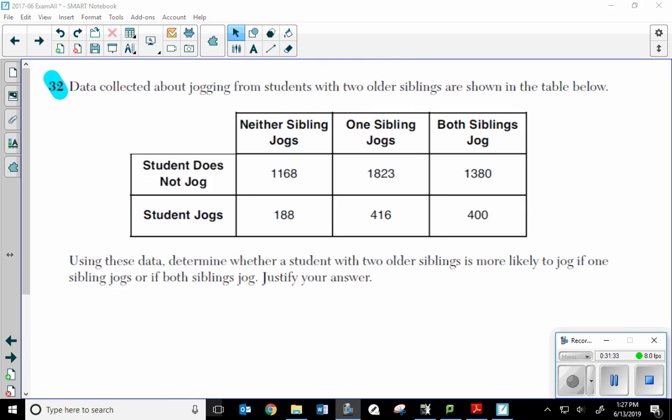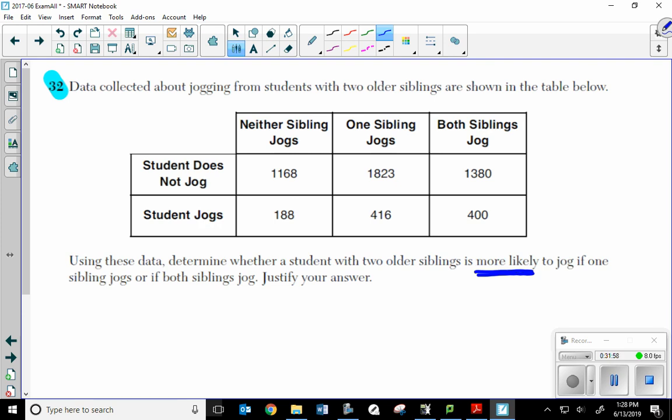Data collected about jogging from students with two older siblings are shown in the table below. Using these data, determine whether a student with two older siblings is more likely to jog if one sibling jogs or if both siblings jog. Justify your answer. Justification just means show your math work. We do not have to explain with words.